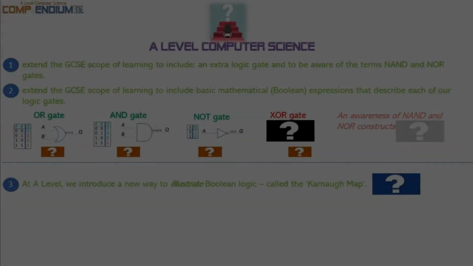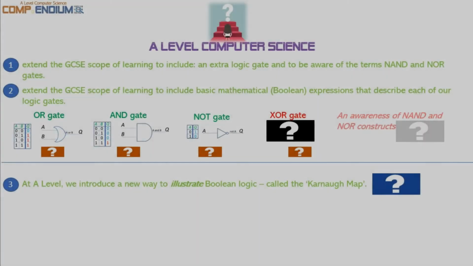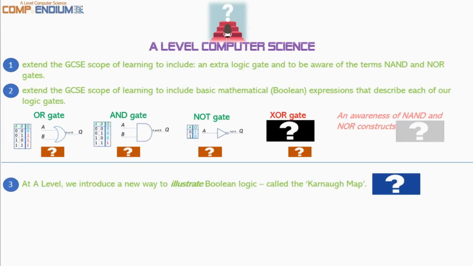Okay, so we're beginning to extend the learning now, and we're beginning to get into real A-level country, because the third thing that we need to do is to introduce a new way to illustrate Boolean logic, which is called the Karnaugh map. We are going to be using Karnaugh maps a lot during this topic. So in addition to the truth table and the symbols that you guys have come to know and love for the OR gate, AND gate and NOT gate, there is a third way in which we can illustrate the logic of each of these gates, and that's the Karnaugh map.